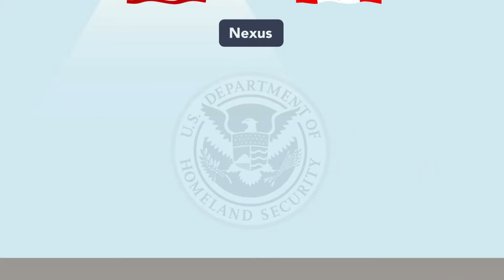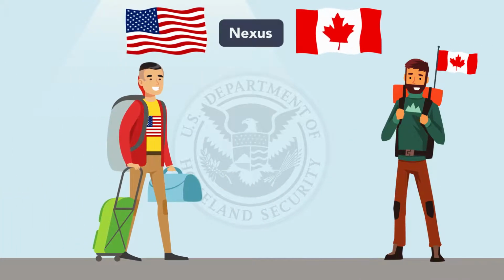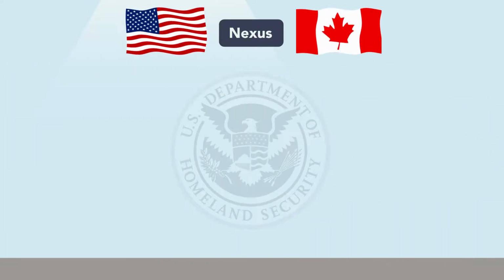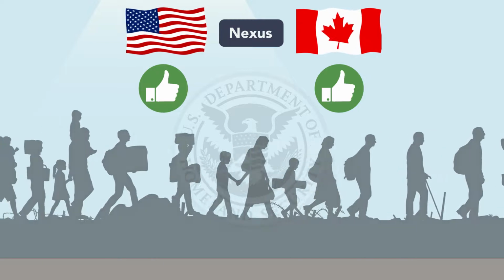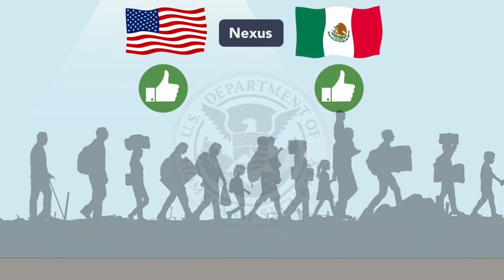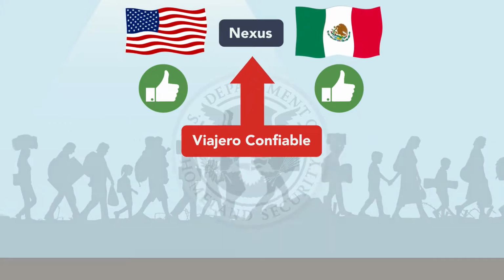Nexus. This is a joint U.S.-Canadian program for travelers entering the U.S. and Canada. It authorizes participants, who must be approved by both American and Canadian authorities, to use expedited processing at ports of entry. Members of Mexico's program for trusted travelers, Viajero Confiable, are also eligible for Nexus.